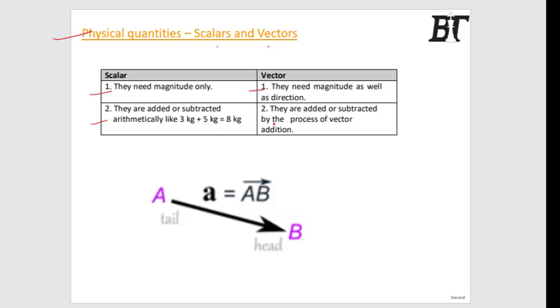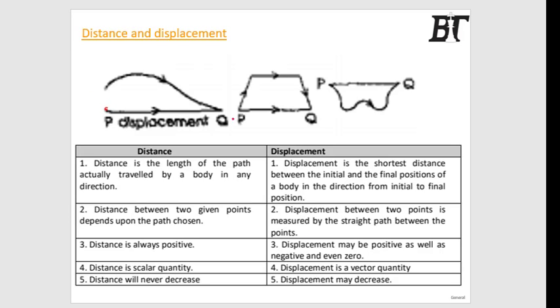Whereas in order to add or subtract vectors, we need some special rules that you had studied in addition and subtraction of vectors. By now everybody knows what is distance and displacement and what is the difference between them. Distance is basically the total path length covered by a body, whereas displacement is the shortest distance between initial and final points, or just the length of a straight line joining initial and final points. Distance is always positive, whereas displacement can be positive, negative or zero based on our sign conventions. Distance is a scalar quantity, whereas displacement is a vector quantity.